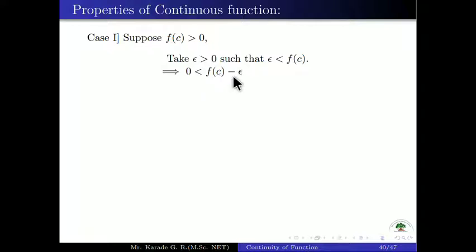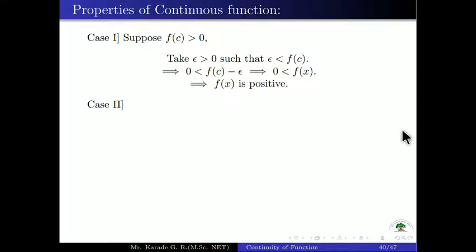Now let us take case 1. In the first case, suppose f of c is greater than 0. Take epsilon greater than 0 such that epsilon is less than f of c. This implies that f of c minus epsilon is greater than 0, and this implies that f of x is greater than 0. And this implies f of x is positive.